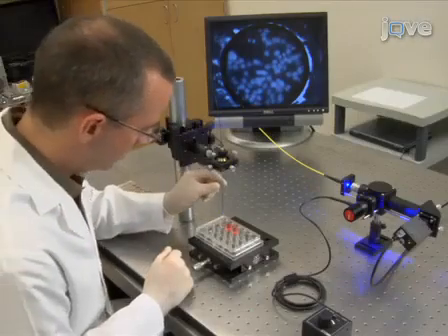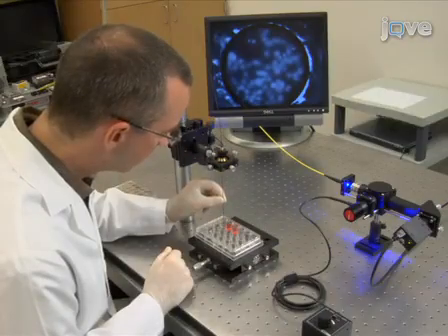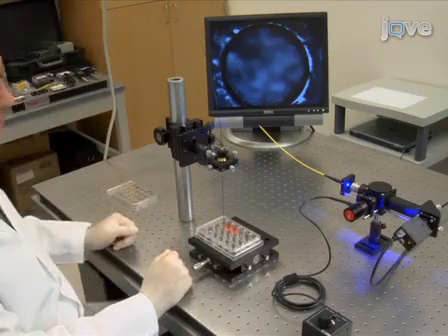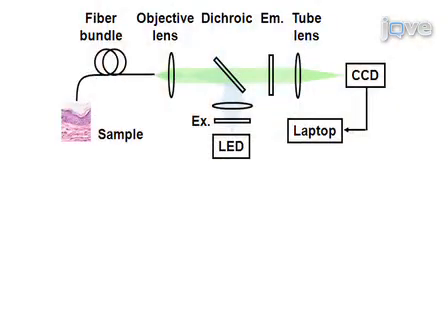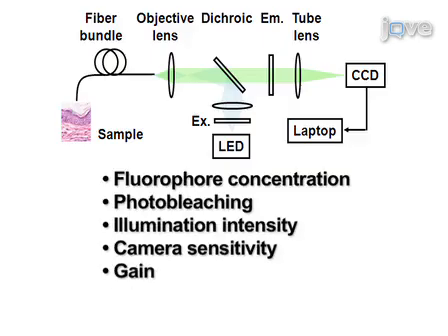The high-resolution microendoscope described here should be considered as a base configuration with several variations possible in assembly and application. In selecting components for a specific application, consider the inherent relationships involved in fluorescence microscopy between fluorophore concentration, photobleaching, illumination intensity, camera sensitivity, gain, and exposure time.